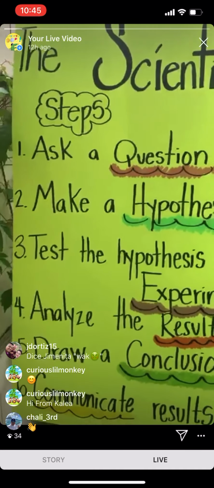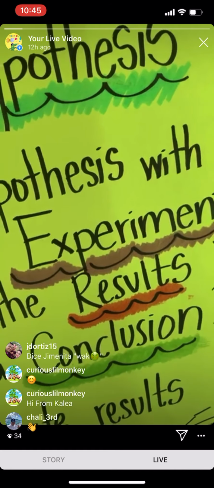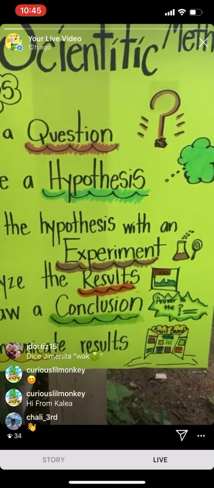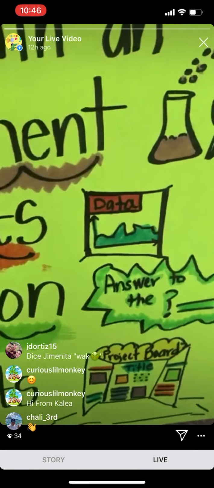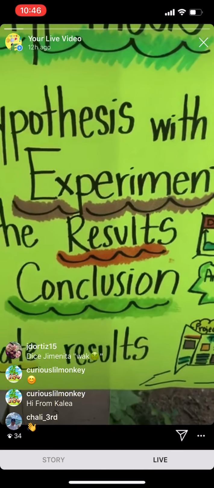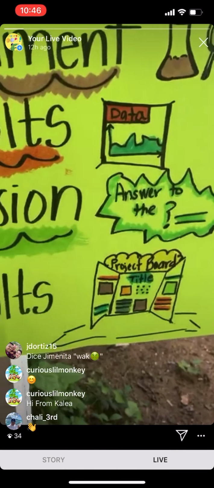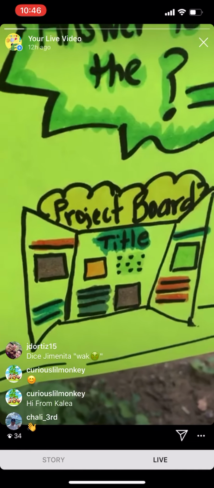The third step is to test the hypothesis with an experiment. We conduct an experiment to see if what we think is the answer really is the answer. And then we analyze the results. That's our data. Remember last week we talked about how data is the information we get from an experiment. Step 5 is to draw a conclusion. We answer our question and then we communicate our results. We let everyone know what we found.